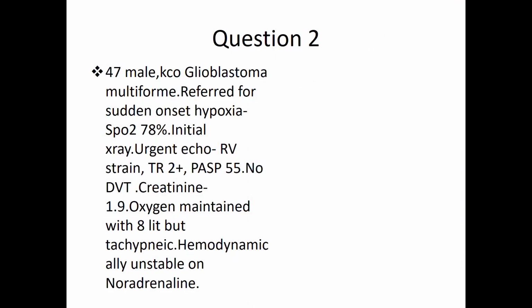So, this is question 2. A 47-year-old male who is a patient of glioblastoma multiforme, who was referred with a sudden onset hypoxia with more or less clear chest X-ray with a saturation of 70, just last week's case, with a creatinine of 1.9, and he was requiring around 8 liters of oxygen. So, a 47-year-old male post radiotherapy patient, acute onset hypoxia requiring 8 liters of oxygen.